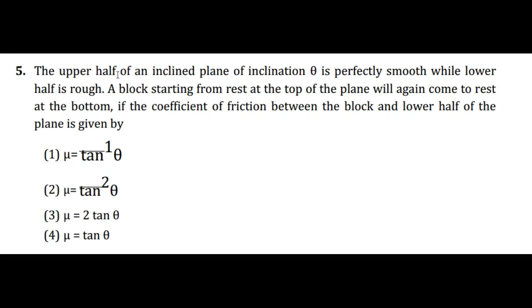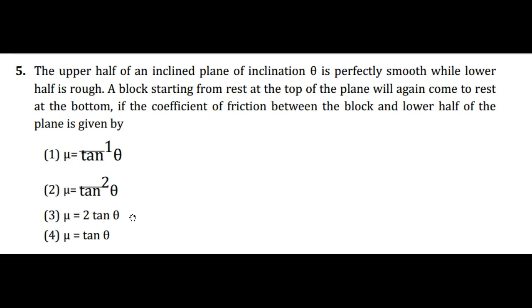The upper half of an inclined plane of inclination theta is perfectly smooth. You should read the question very carefully. The upper half of the plane is smooth, while the lower half is rough. This means the lower half of the plane has some friction. A block starting from rest at the top of the plane will come to rest at the bottom. If the coefficient of friction between block and lower half is mu, then we have to calculate the value of mu.